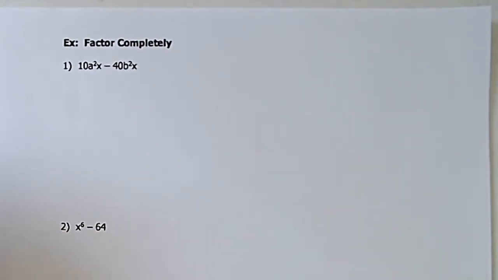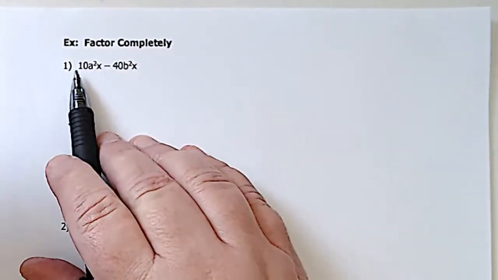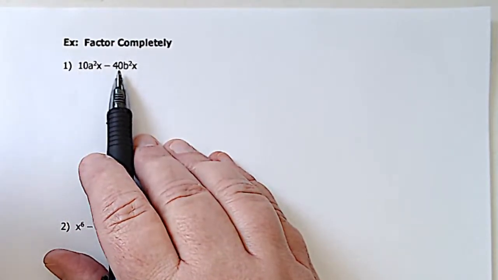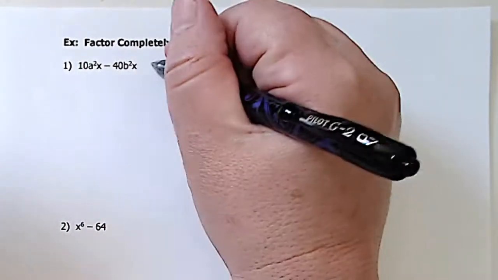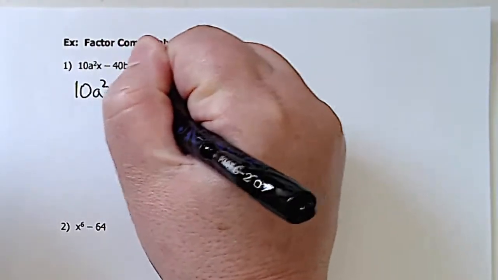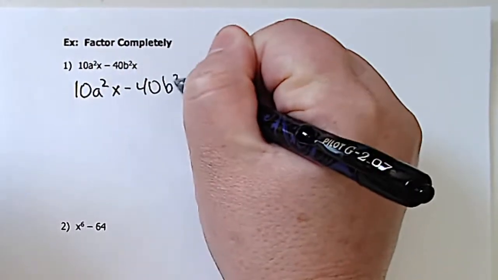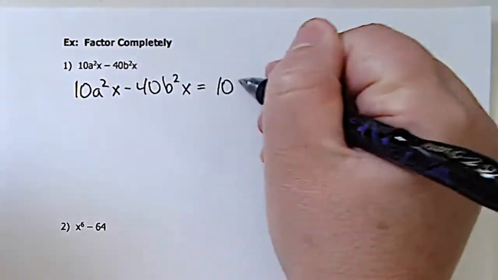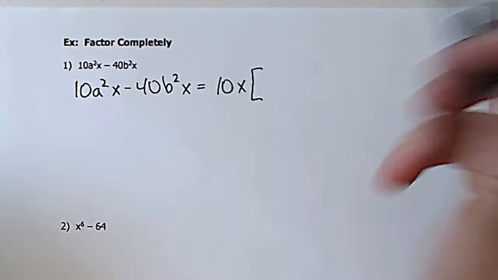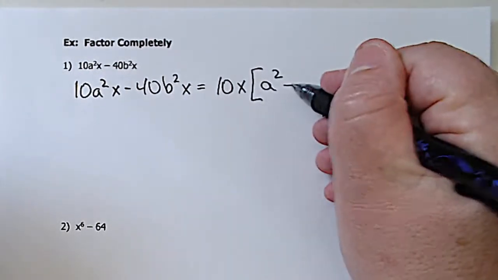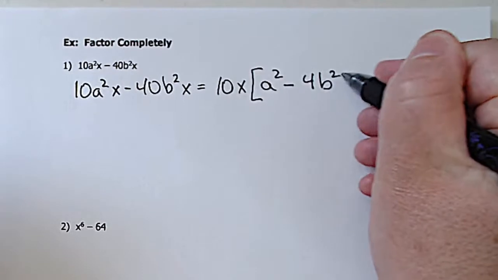Okay, so I've got a polynomial. Now I do notice there are two terms, so I'm looking at sum or difference of squares or cubes. But before that, I want to really make sure I'm paying attention to what's common. And I notice that I've got a 10 and a 40. So already I can see I've got 10 common. And then there's also an x in both of these. So if I've got 10a squared x minus 40b squared x, I can factor out 10x and end up with a squared in the first case minus 4b squared in the second.